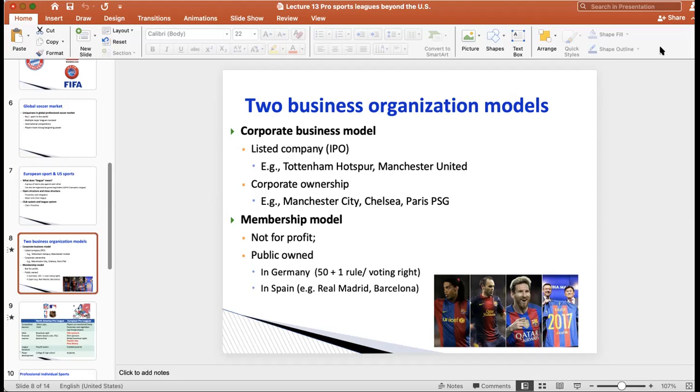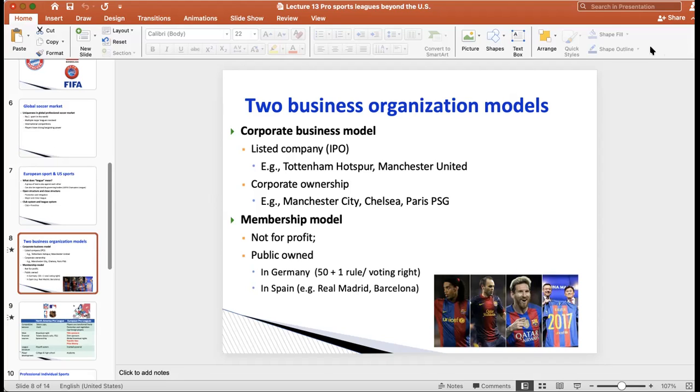Another model is called the membership model. This model means the team is owned by the public, particularly by members. So they're non-profits, and they try to be very conservative. In terms of the public-owned model, there are two different types. One type is common in Germany, one type is common in Spain. In Germany, we have a 50 plus 1 rule. What is the 50 plus 1 rule?